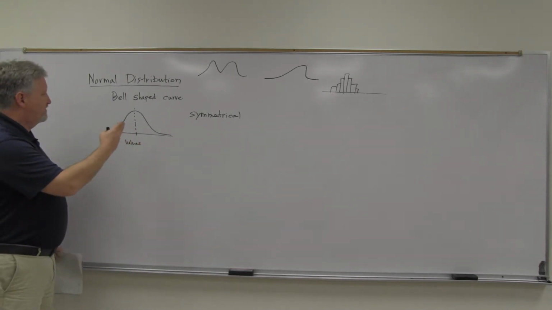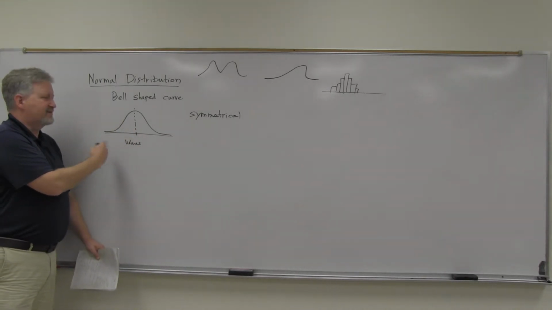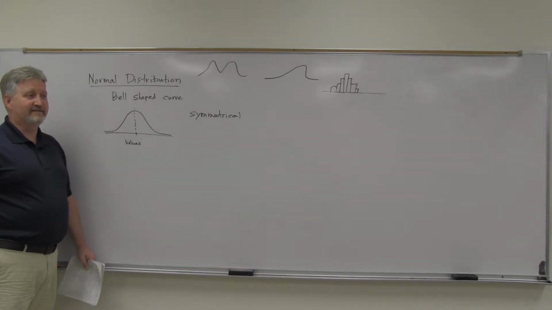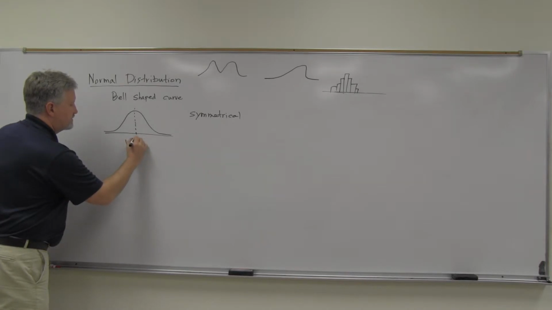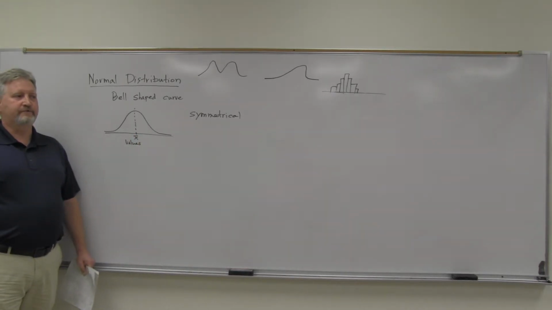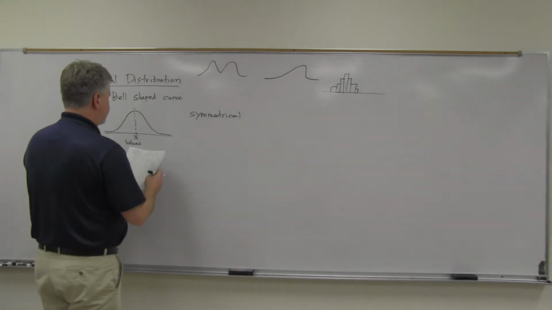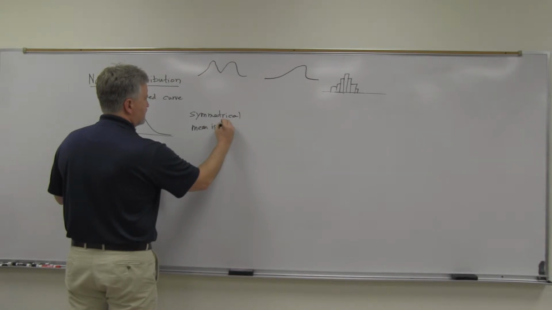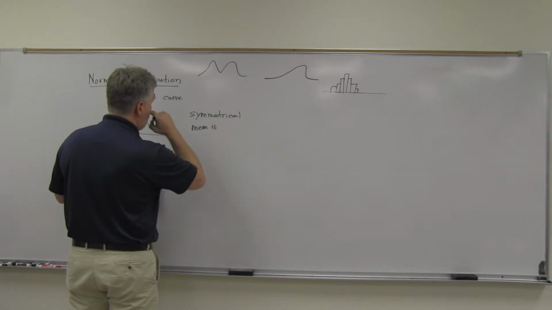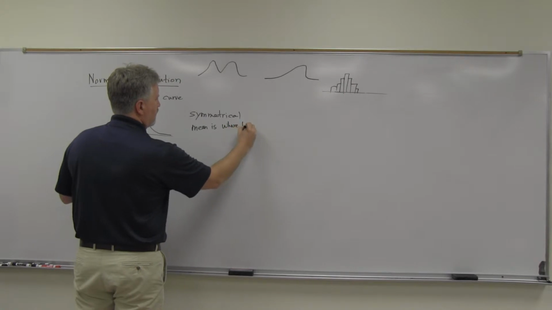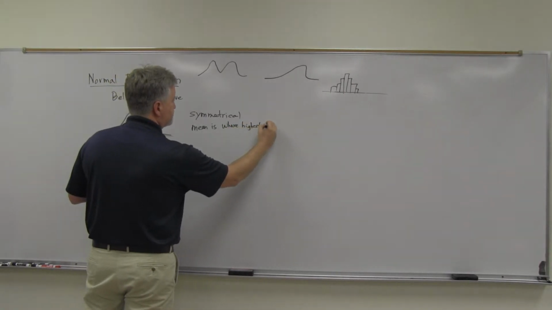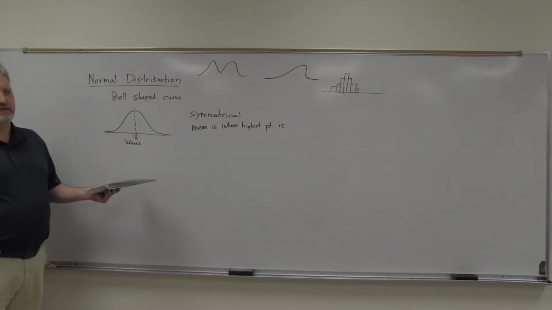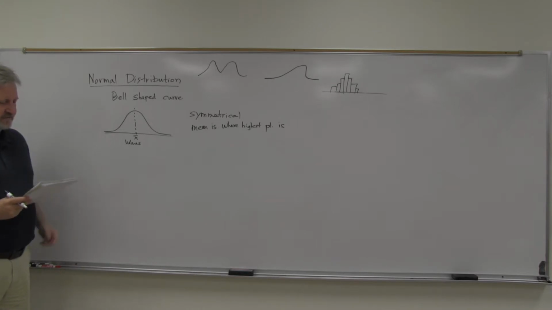I say that because I haven't told you what the mean of this is, but if it's symmetrical, where's the mean going to be? It's right in the middle, isn't it? So in a normal distribution, the mean is always that middle value, the highest point, right in the middle there. Okay, because that would be where it balances. All right, so that's significant.